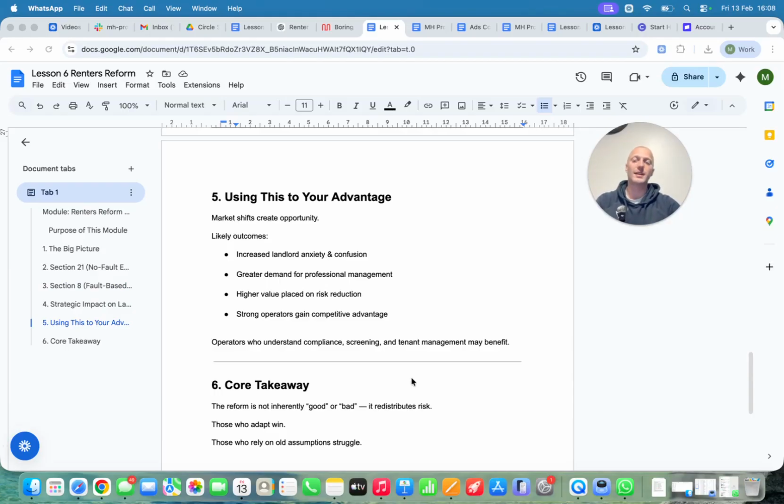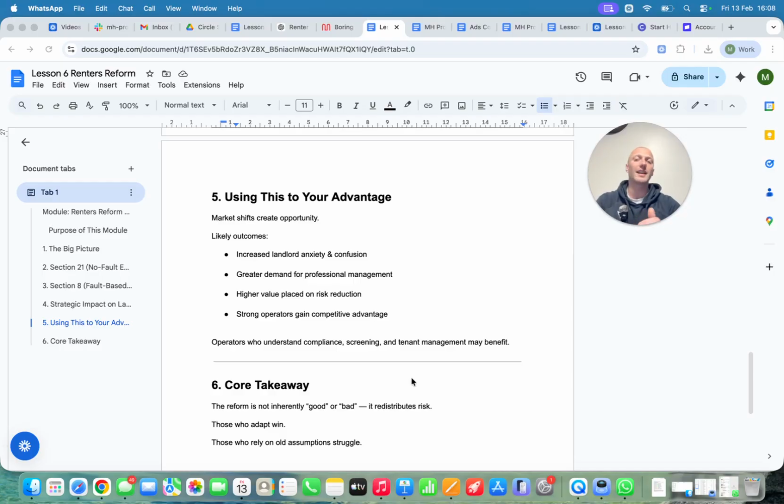Now, I've already explained how we can use this to your advantage, but market shifts create opportunity. Where something changes, if there's light, there's dark. If there's dark, there's light. If there's good, there's bad. It's all about finding the loopholes and being able to find where you can be of service to these landlords. So it might be a bad situation, and potentially they just need educating on your services and how you would be the obvious next choice for these landlords.